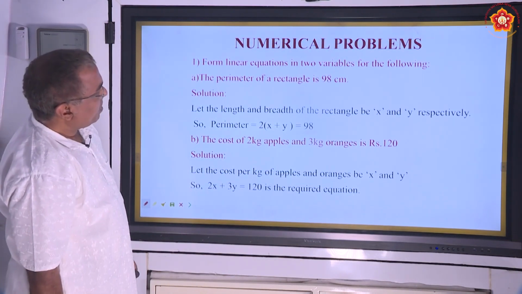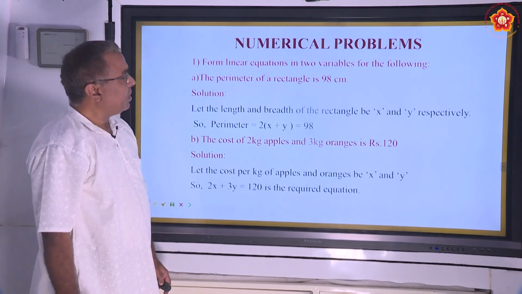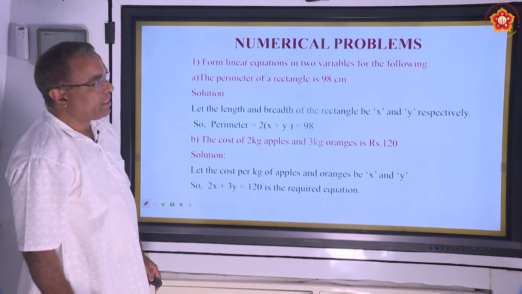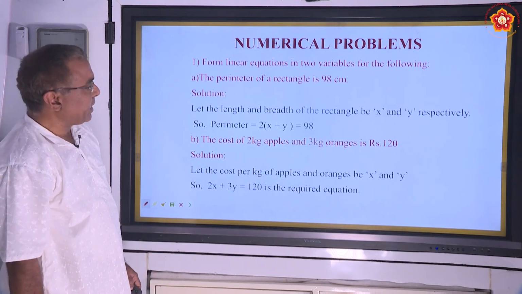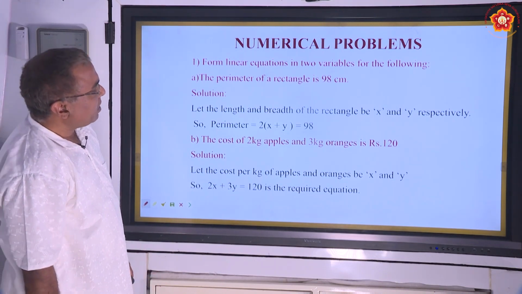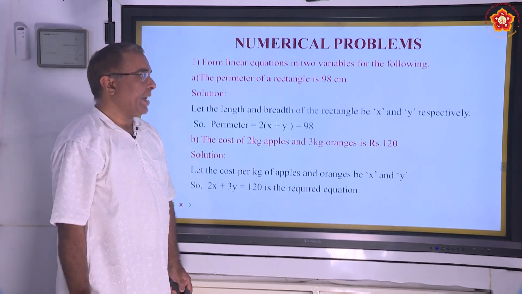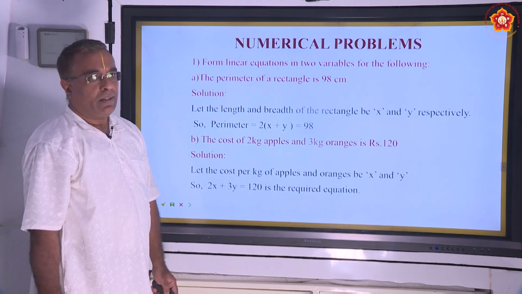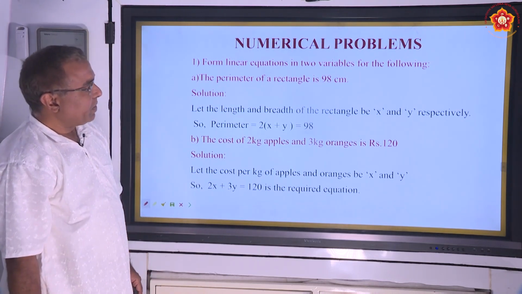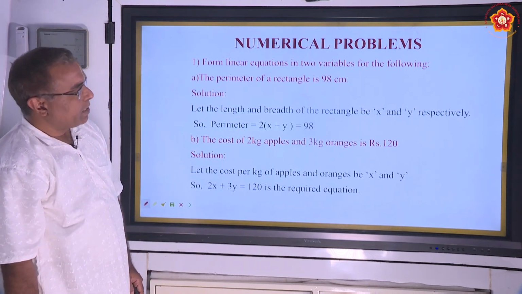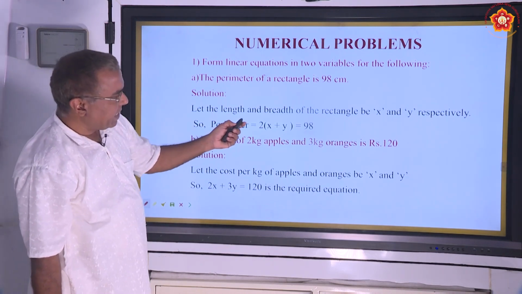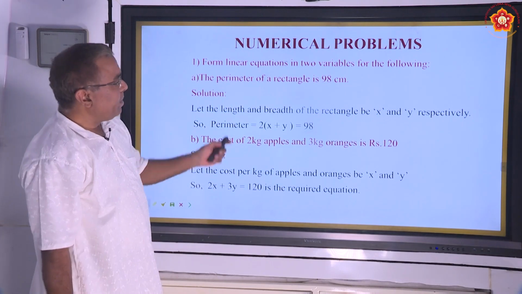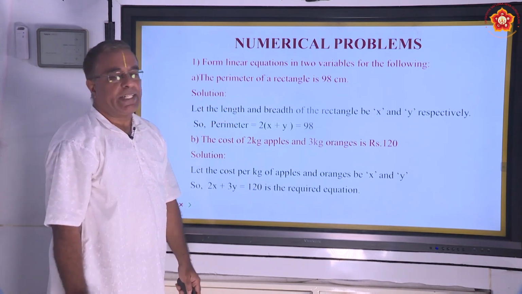Now, let us discuss some more numerical problems. Form a linear equation in two variables for the following. Just you are required to form the linear equation. The perimeter of a rectangle is 98 centimeter. You know, rectangle means there are two variables. One is length, another is breadth, which we will take as x and y respectively. Length is x and breadth is y. Perimeter they have given to be 98.